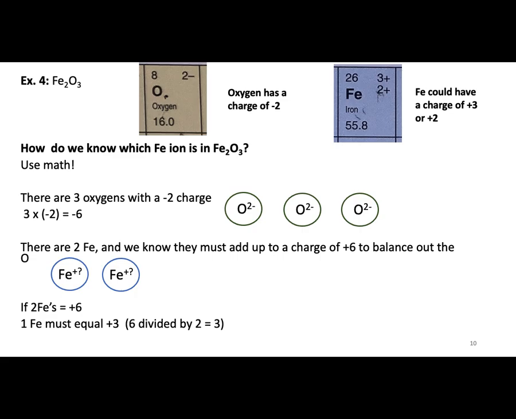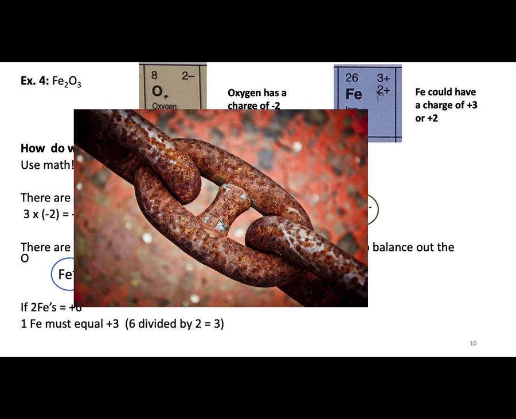I'm going to show you some more examples. But iron 2 oxide is actually rust. So if you leave metal out and it gets wet, a reaction happens between iron and oxygen and turns into these smelly red spots that you might see on metal that you've left outside.